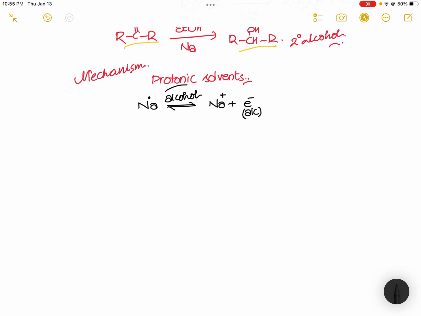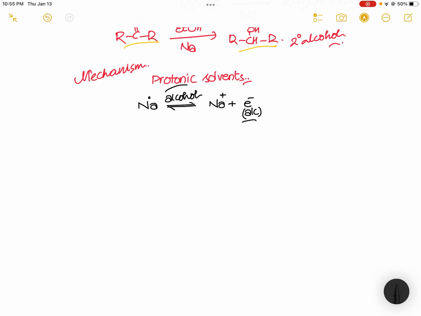Along the same lines here, these electrons are solvated electrons. These electrons act as nucleophiles here. They are going to attack, or add on, the carbonyl carbon to form a negative charge, and first a radical anion is formed. We'll see the mechanism.